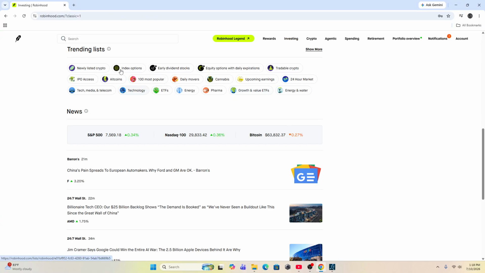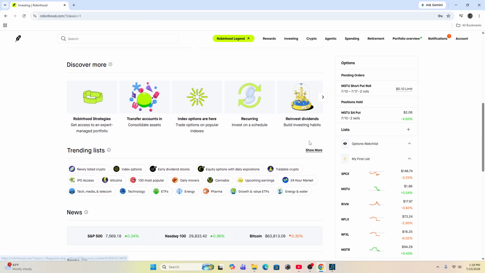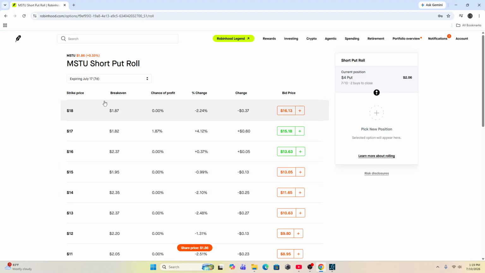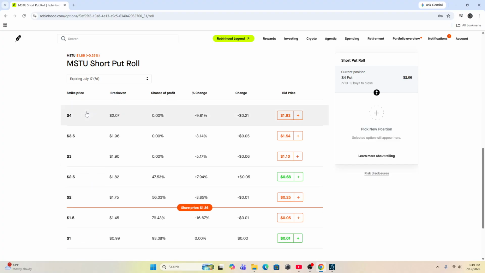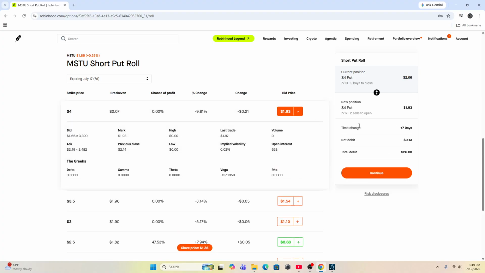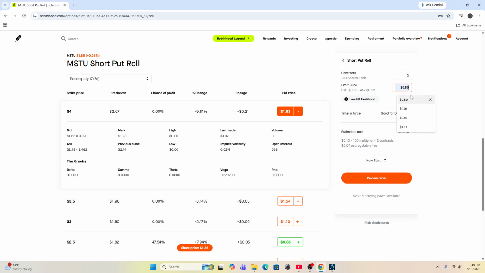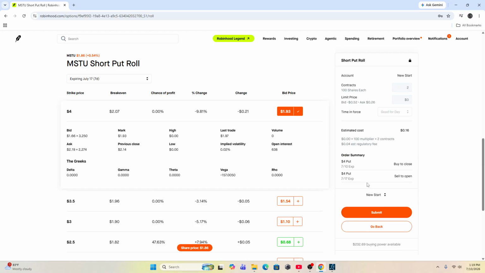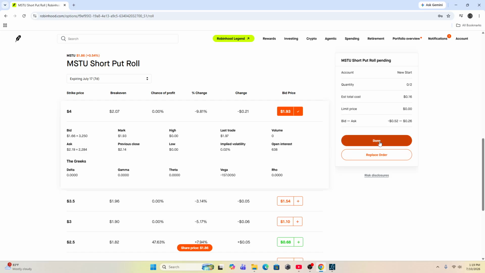If I go here, okay, I'm going to replace this order. I want it to be the same though, the $4. Yes. Continue. And let's just stop putting in the 50 cents there. Let's just say 0, just an even swap across. And credit and review and submit. Done.